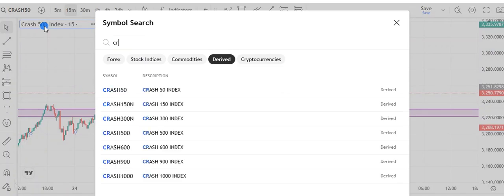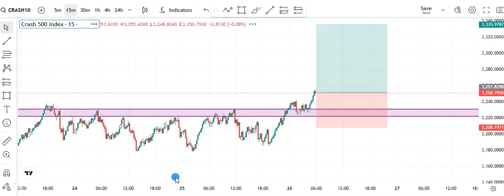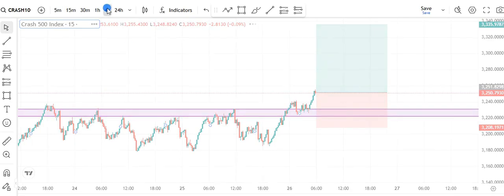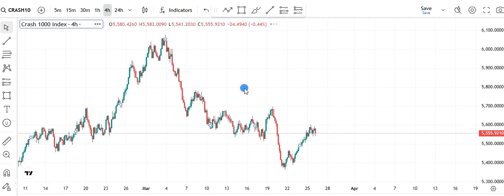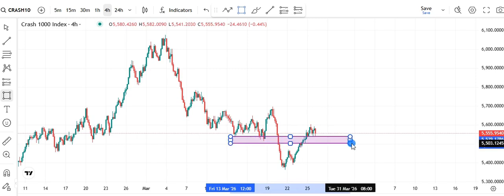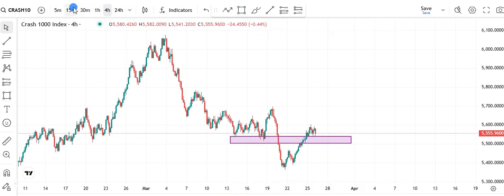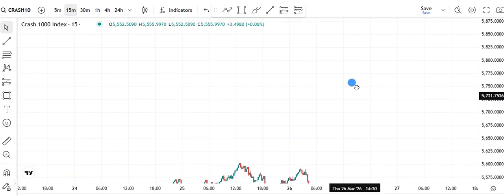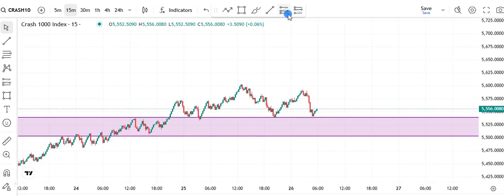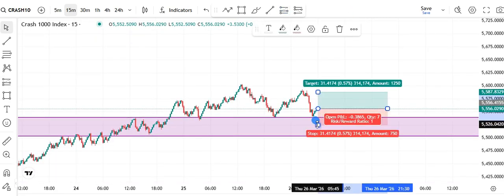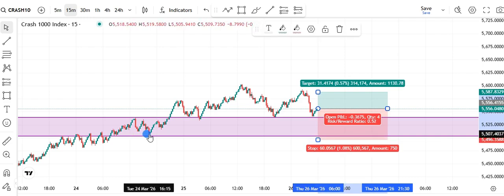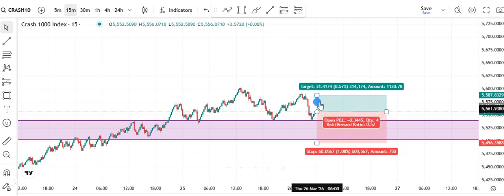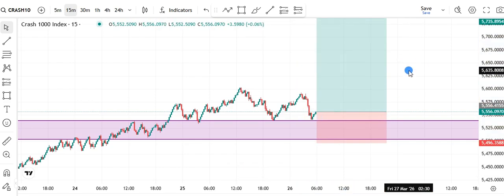Okay, so let's go to the final one, which is our Crash 1000. And then to the 4-hour chart. On the 4-hour chart, it seems like we are seeing some bullish move. So let's go to the 15-minute chart again to confirm. Alright. For the target, my stop loss will be below this. Then take profit 1:2 is good. Alright, so here's my setup again on Crash 1000.